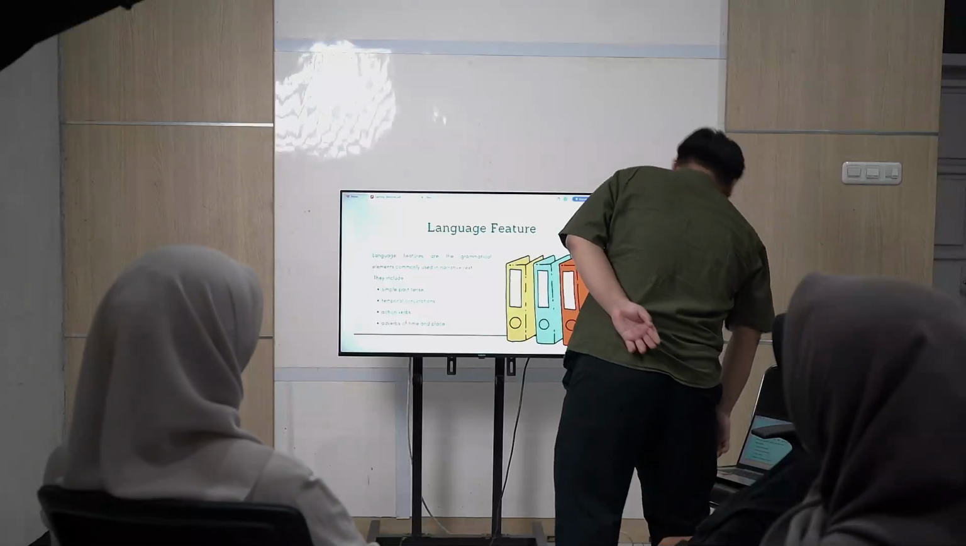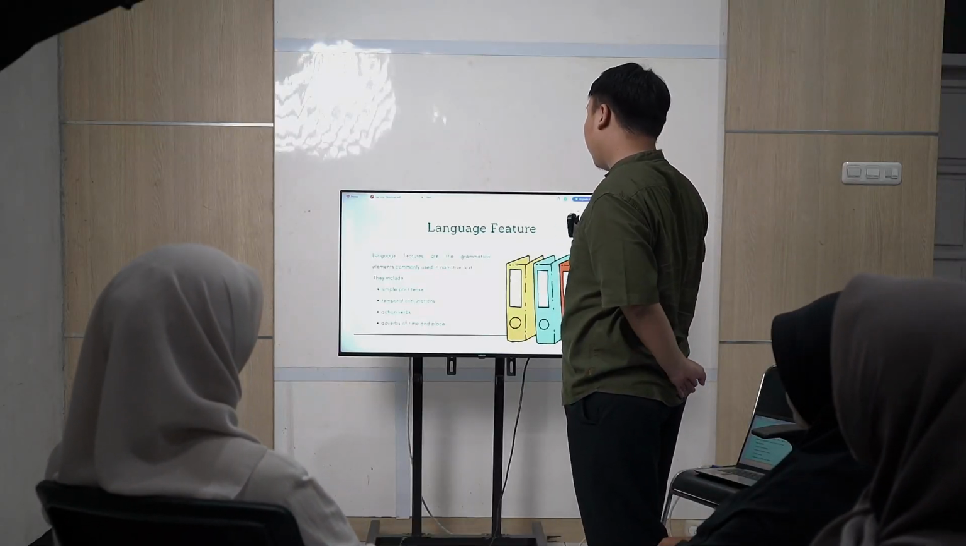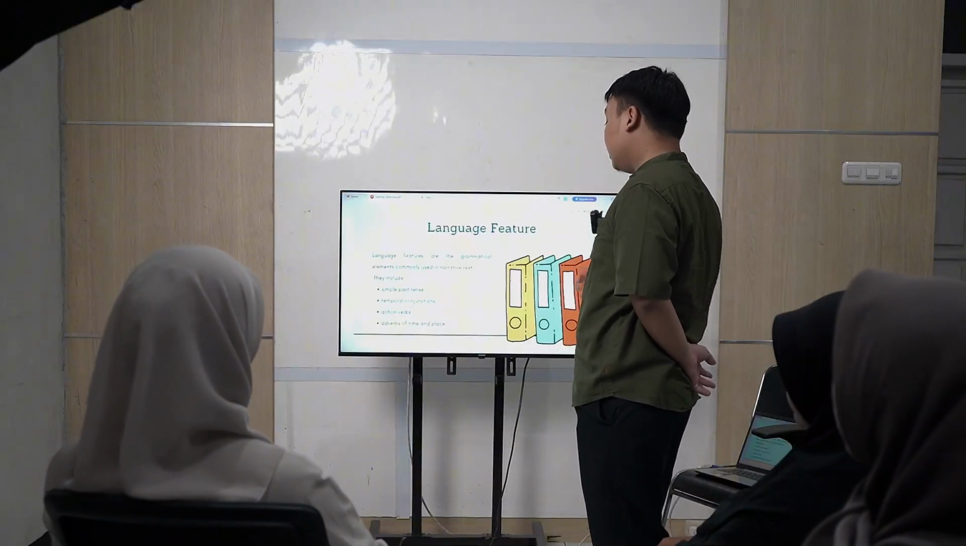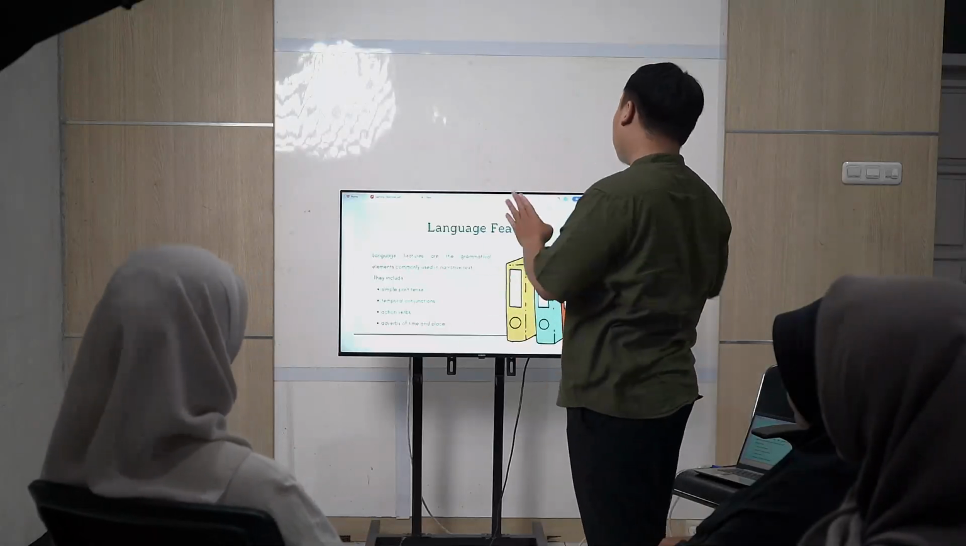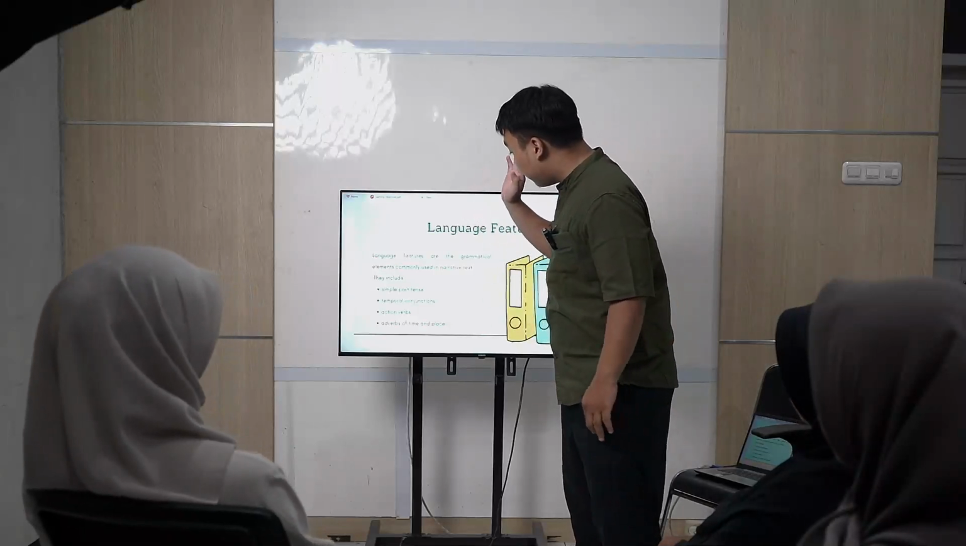So next we have the language features. Most of the language features are grammatical elements that are commonly used in narrative text. They mostly include the simple past tense, temporal conjunctions, action verbs, and adverbs of time and place. So before we head to the next page, does everybody know which four parts they are?